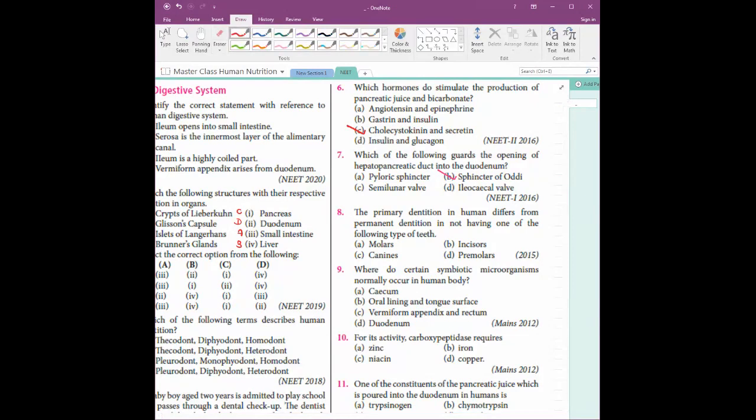Vaishnavi, next question to you. The primary dentition in humans differs from the permanent dentition in not having one of the following teeth. The same question repeats again. So yes, this is going to be premolars.